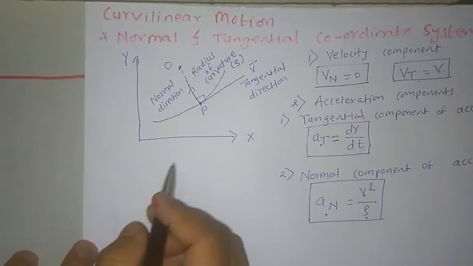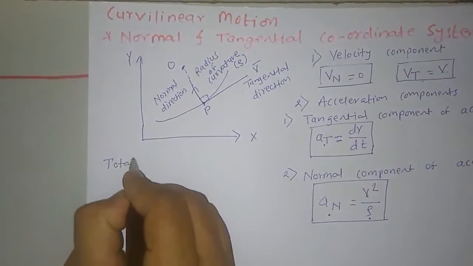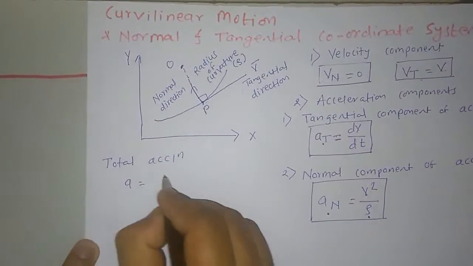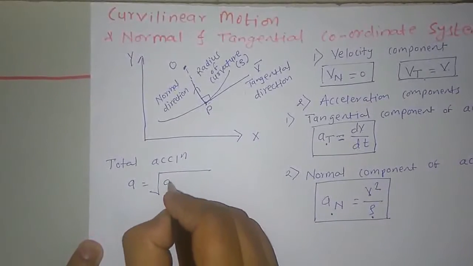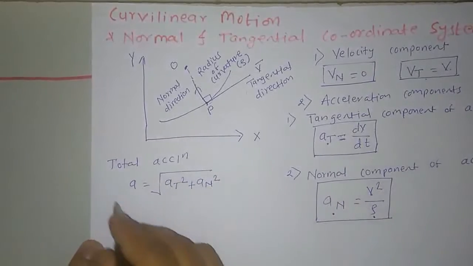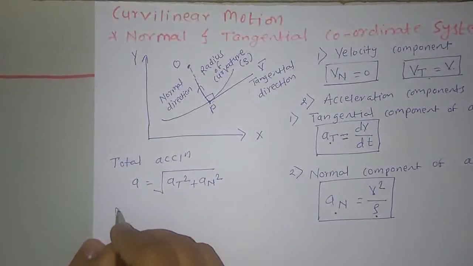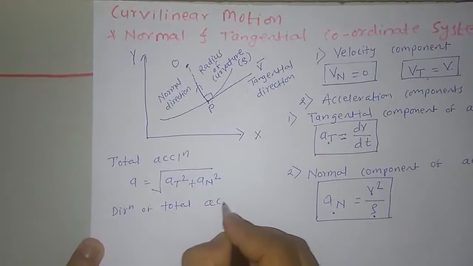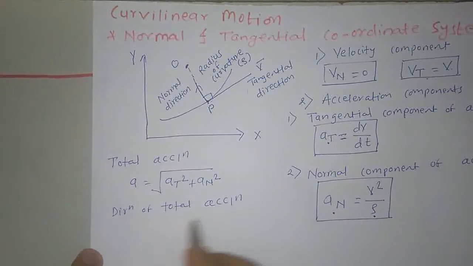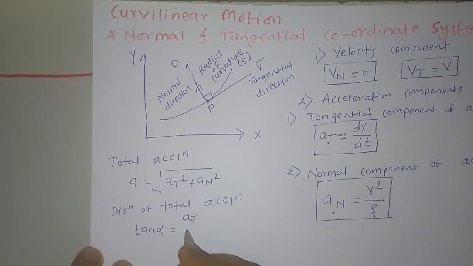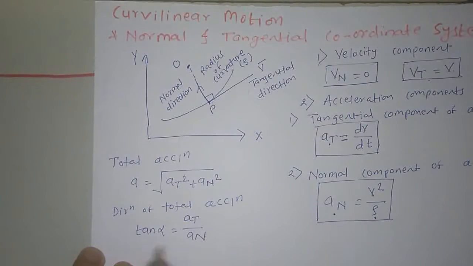So how do we get the total acceleration? Total acceleration, that is A, is equal to the square root of at square plus an square. So this is the total acceleration. Suppose we need to find the direction of the total acceleration, then how will we find this? So tan alpha is equal to at divided by an. So you will get the direction.